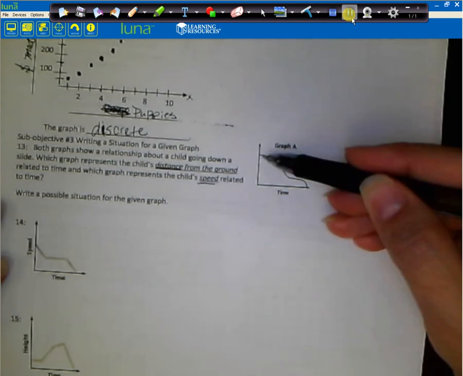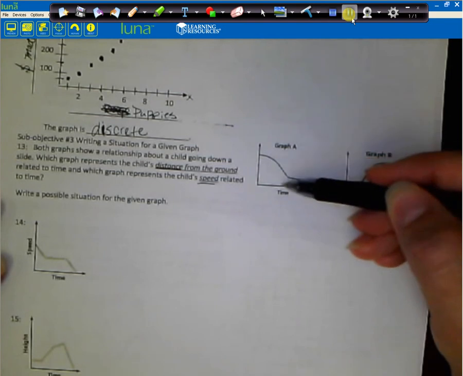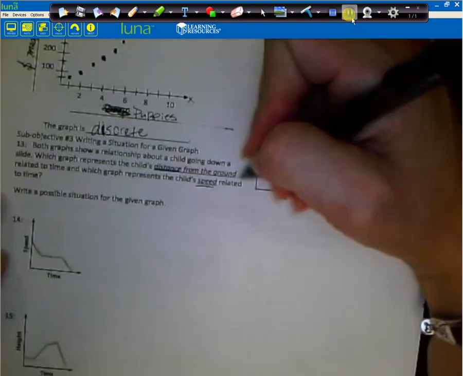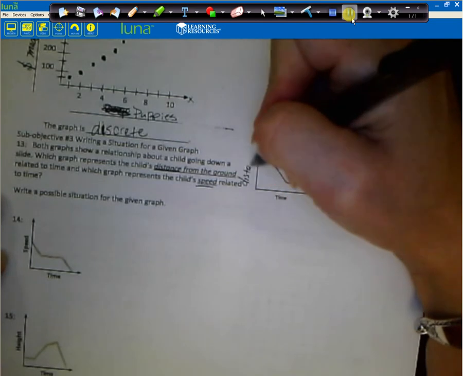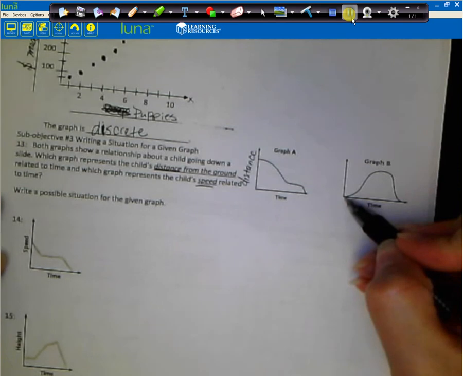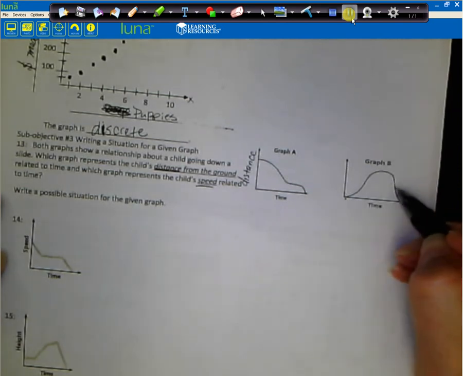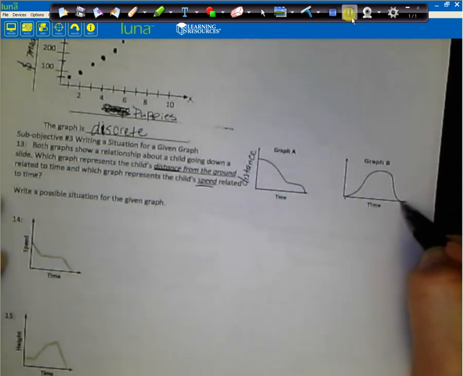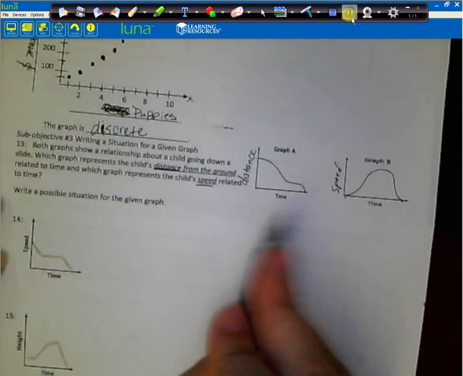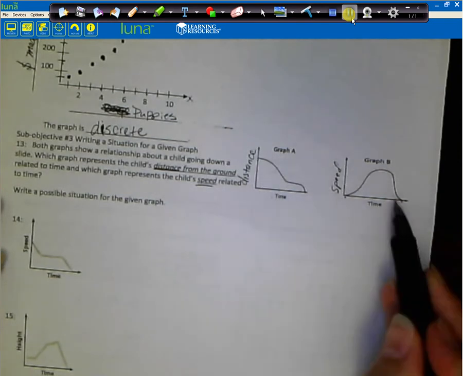If you start at the top of the slide and you get closer to the ground and then you ultimately end up at the ground, that shows your distance from the ground. So this one is distance. And this one, starting at the top of the slide, your speed is 0. And then as you go down the slide, your speed increases greatly. And then as you get to the bottom of the slide, your speed drastically drops off and stops. So this one is measuring speed. Both are measuring over time, but you have distance and time here, speed and time here.